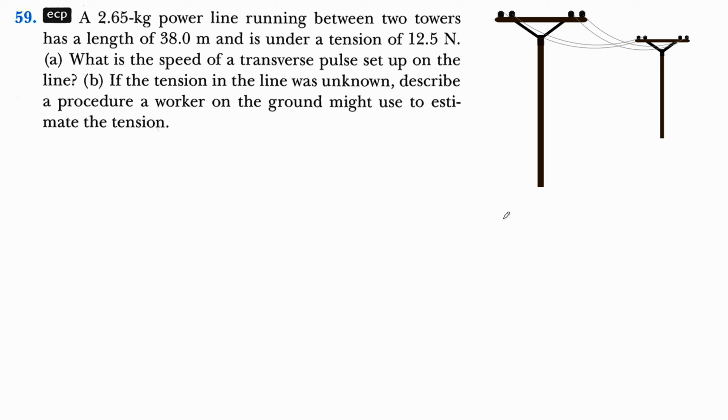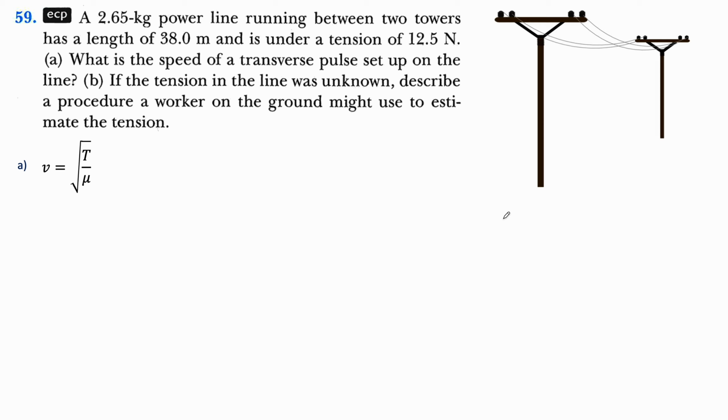So number 59, we have a 2.65 kilogram power line running between two towers that have a length of 38 meters and is under a tension of 12.5 newtons. A, what's the speed of a transverse wave pulse set up in the line? This one is pretty much plug and chug.